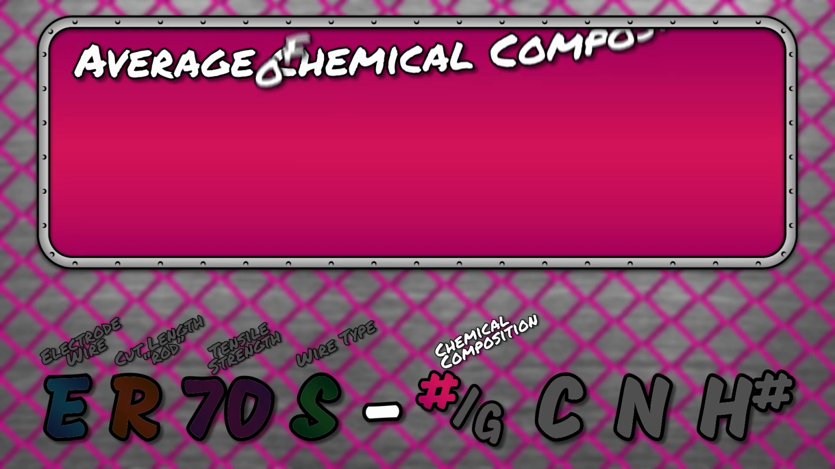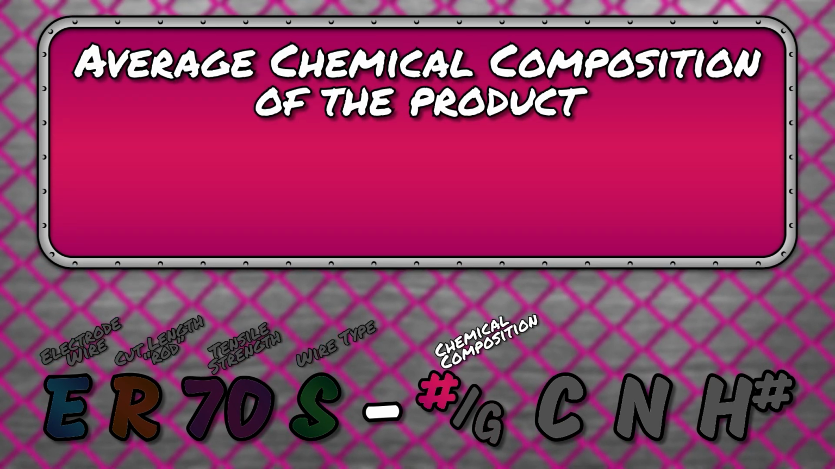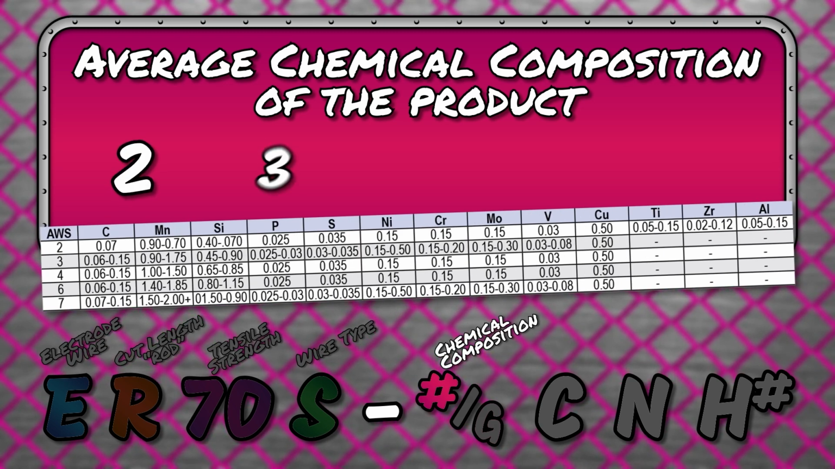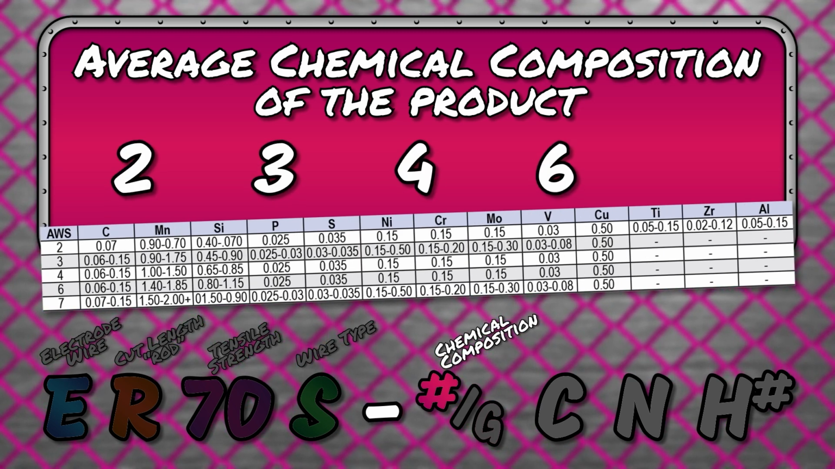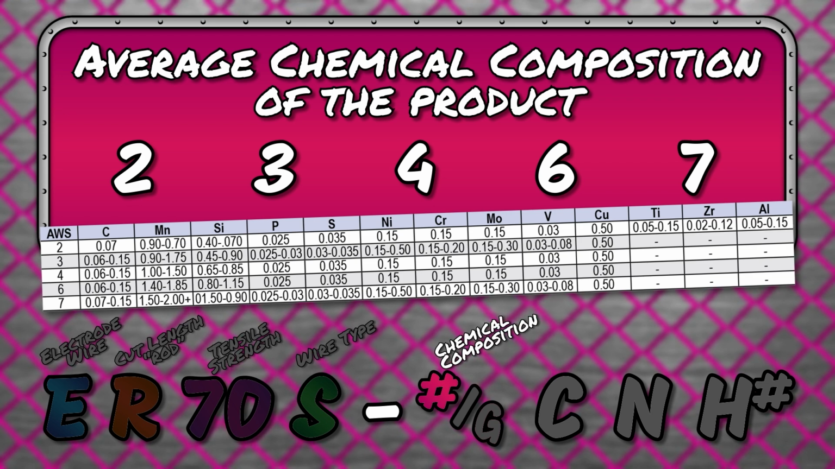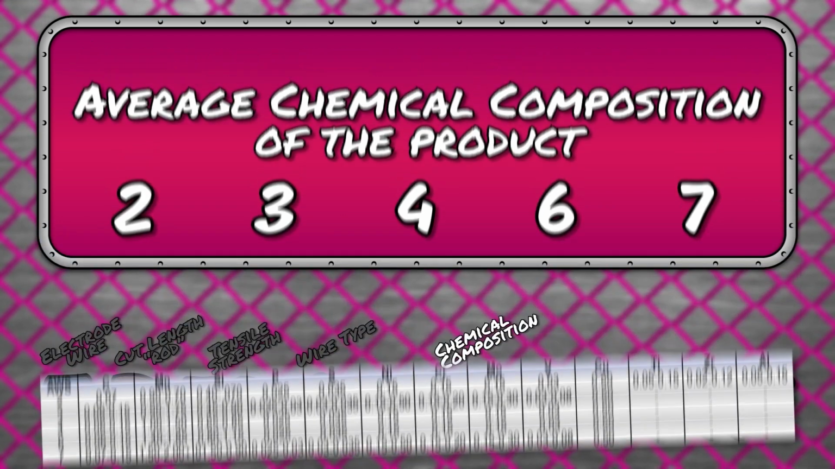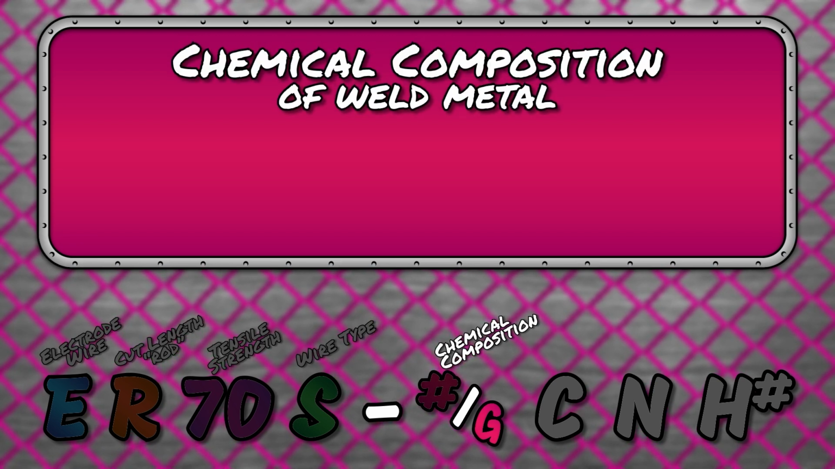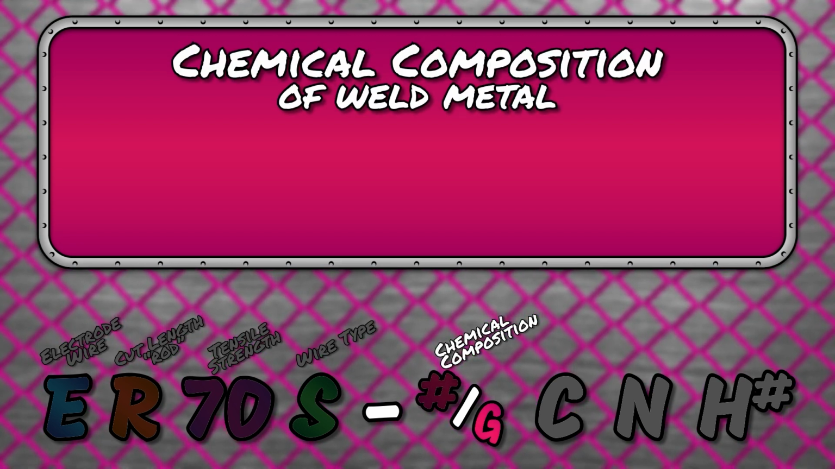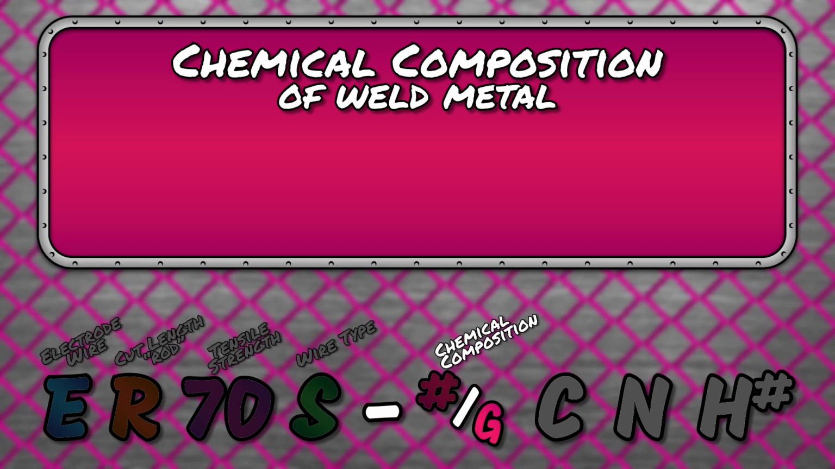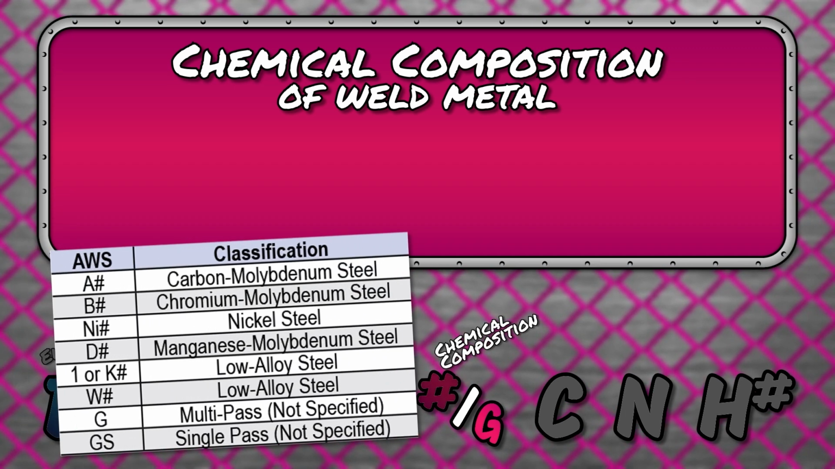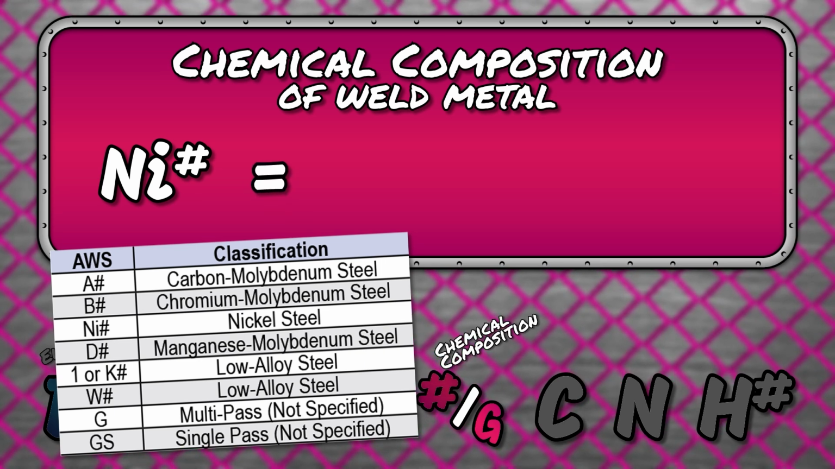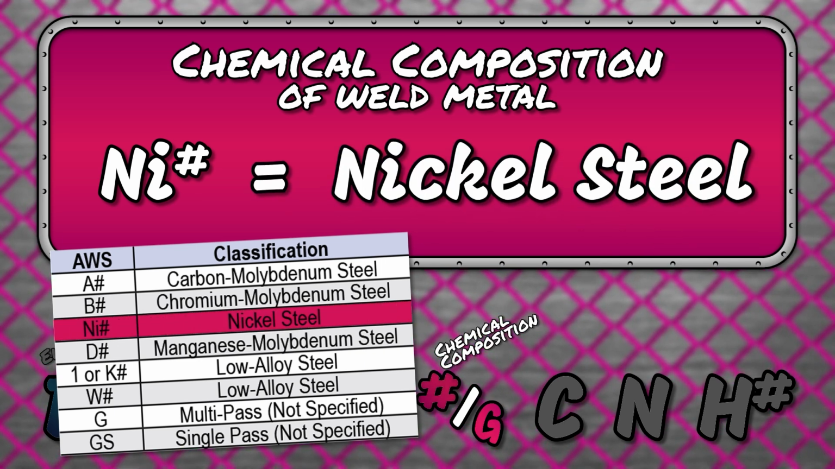First is the average chemical composition of the product, and this can be represented as either a 2, 3, 4, 6, or 7. You may also see a letter followed by a number that states the chemical composition of the resulting weld metal. For example, Ni followed by a number means that weld metal is a nickel-steel composition.